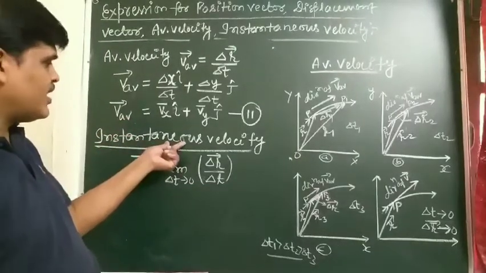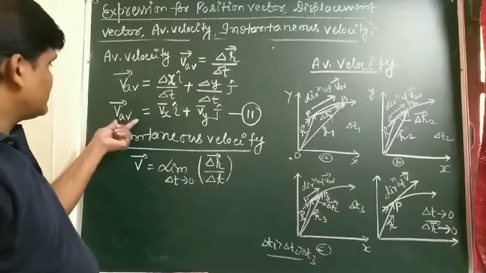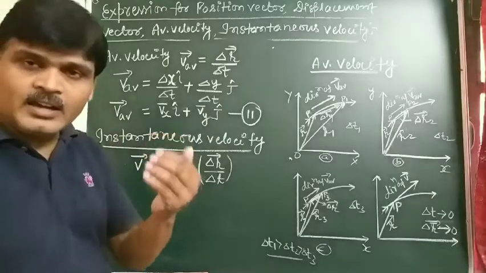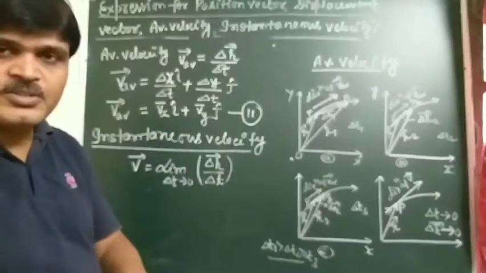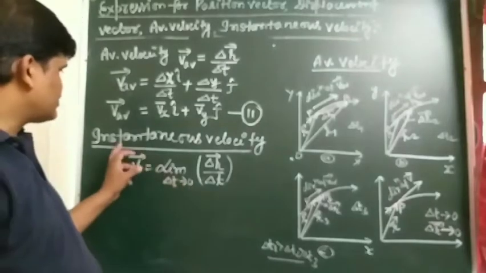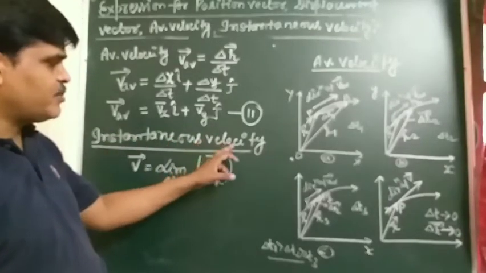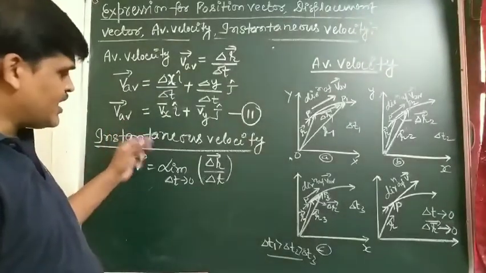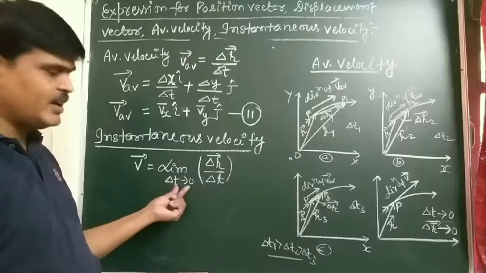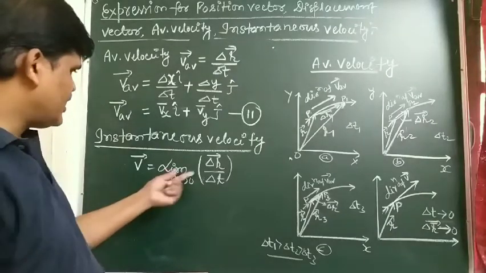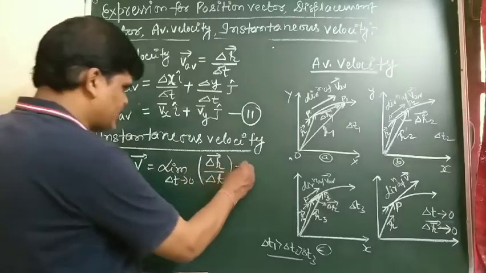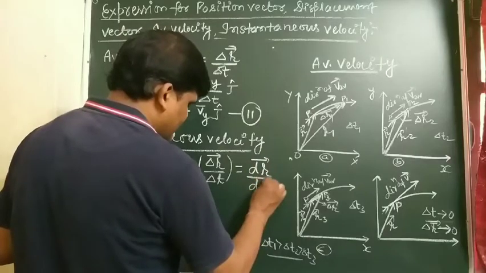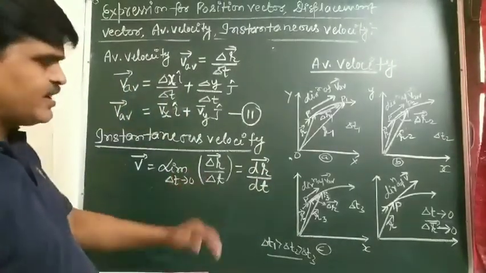Instantaneous velocity is given by the limiting value of average velocity as the time interval approaches 0. So instantaneous velocity is obtained by taking the limiting value of average velocity as the time interval delta t approaches 0, and this can be written as dr by dt, and this is the instantaneous velocity.